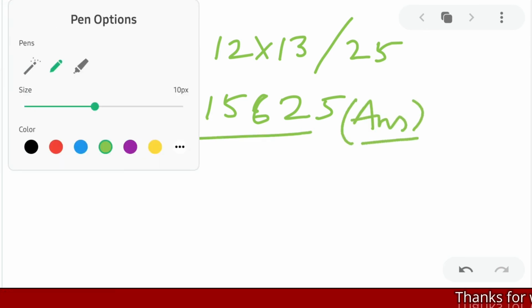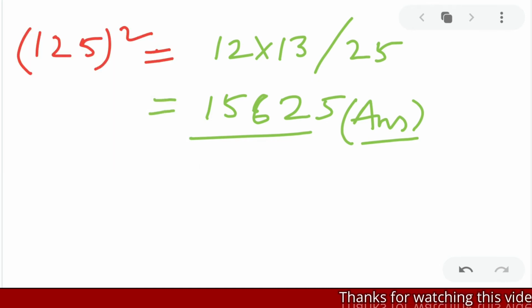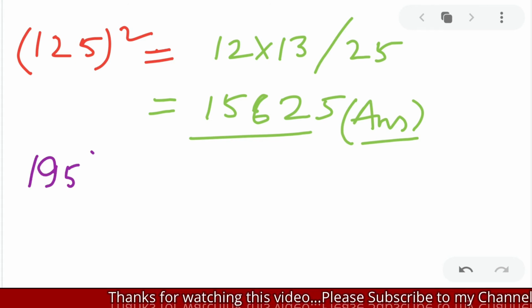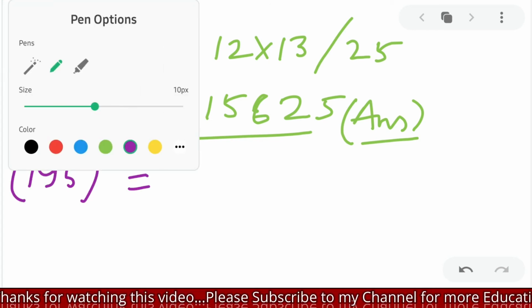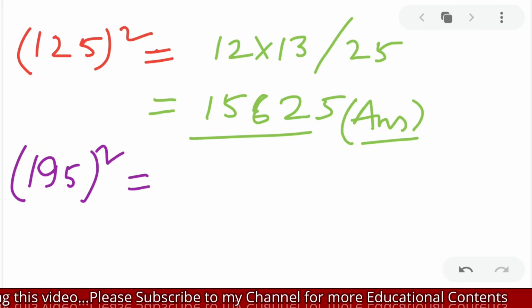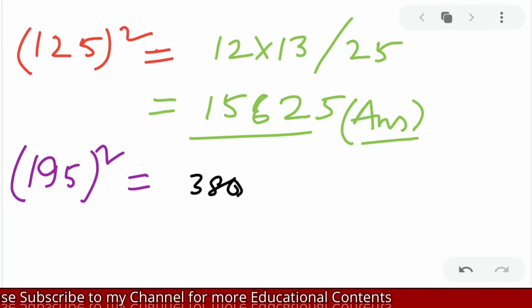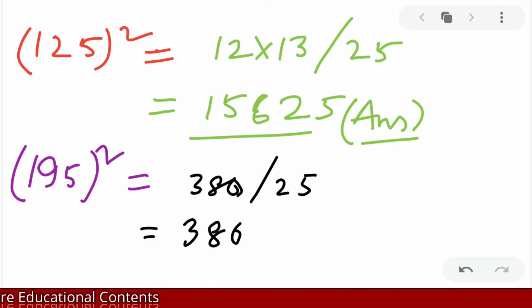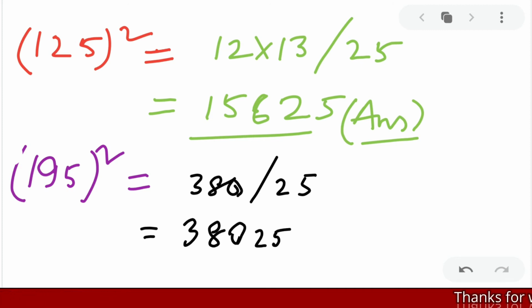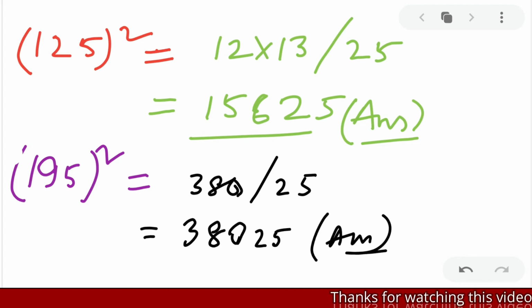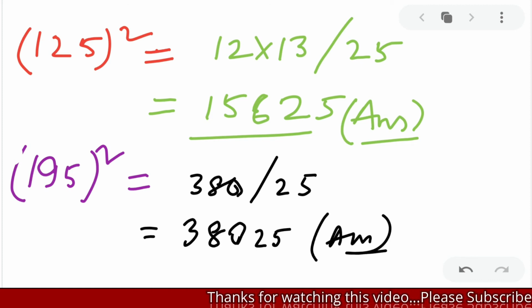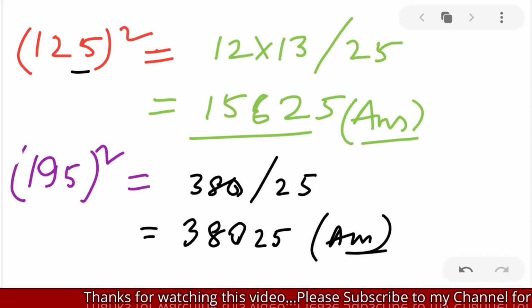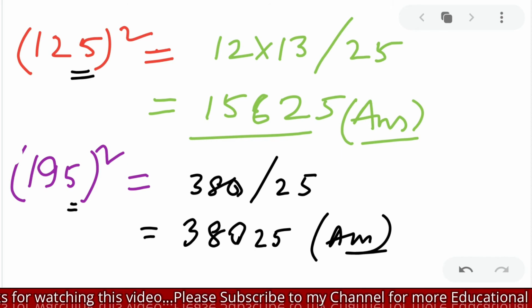If we take another example, 195 square, it will be 19 into 20, which is 380, and then 25, so we get the result 38025. Okay, so this is our answer. We'll use this case whenever the end digit is 5. So this is special case 1.